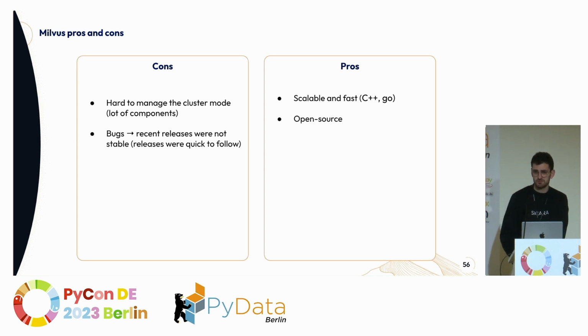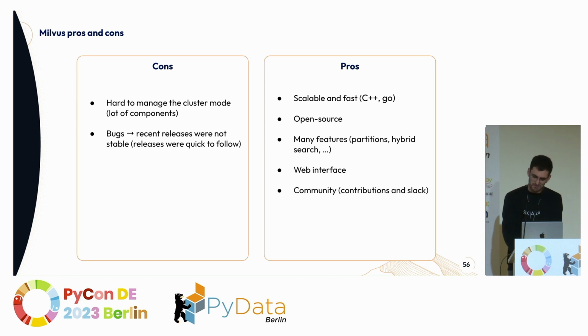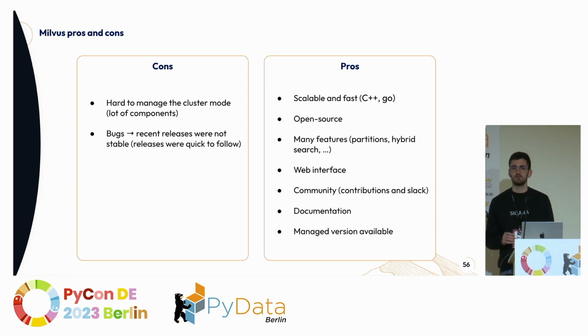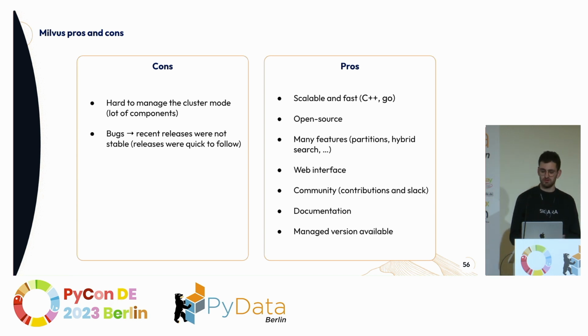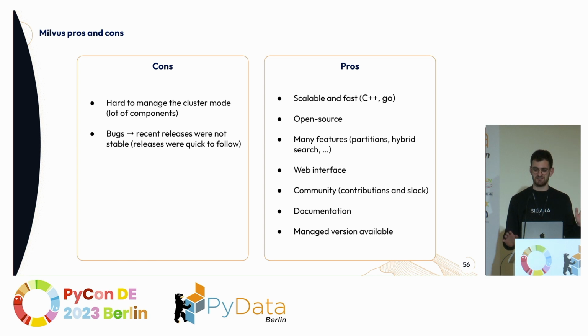It's open source, so it comes with many advantages. There are many features, like partitions. So for instance, if you want to search in a subset of your collection, it's feasible. Hybrid search, etc. I won't go through all the features. There is a web interface, as we saw, a strong community to help you, good documentation, and a managed version. So if you don't have any DevOps team, I would really recommend giving some pennies to Milvus so that they deploy it for you, and it makes it much easier.